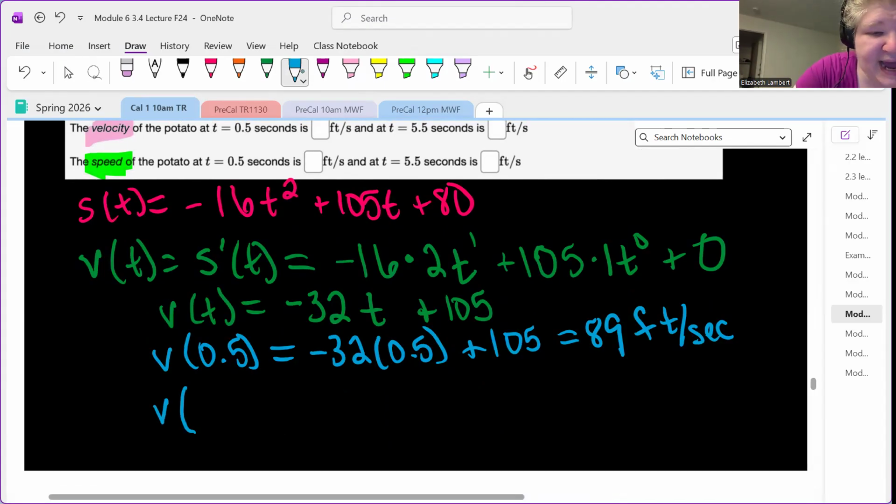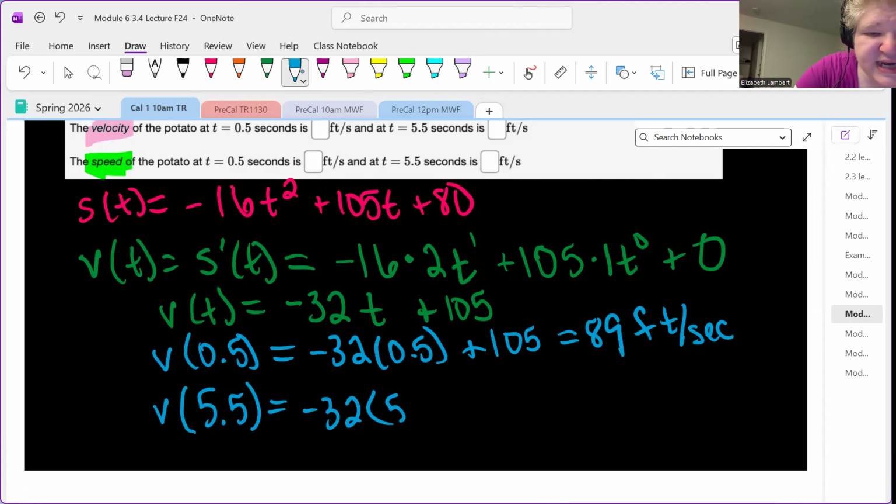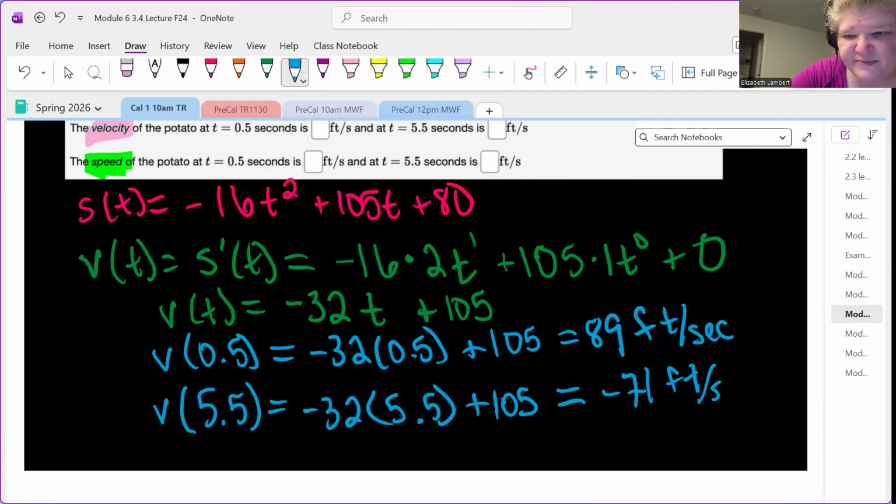Now our velocity at 5.5 seconds, negative 32 times 5.5 plus 105. Now this should be negative. 5.5 seconds is much longer. So negative 32 times 5.5 plus 105. Yep, negative 71 feet per second.